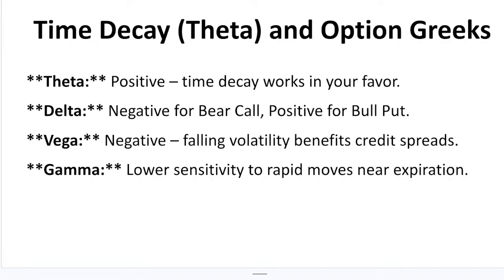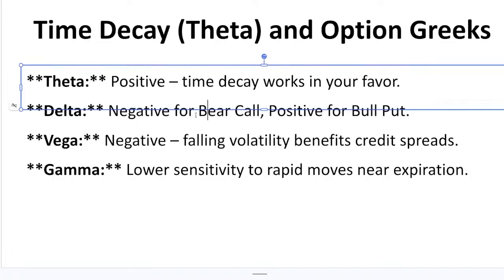Theta, positive: time decay works in your favor. Delta, negative for bear call, positive for bull put. So you may be slightly confused here, because with a bear call you want the price to go down. You sell a call nearer, and you want to realize a profit by the price staying below the sell call price. So you expect a bearish movement for this, and you see bear call. Bull put is your bullish movement using puts.